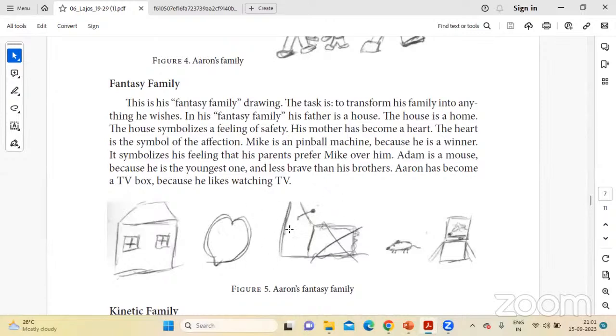Mike, the brother, is a pinball machine because he is a winner. It symbolizes his feeling that his parents prefer Mike over him. Adam is a mouse because he is the youngest one and less brave than his brothers. Aaron has become a TV box because he likes watching TV. So that's the fantasy family drawing for this child.